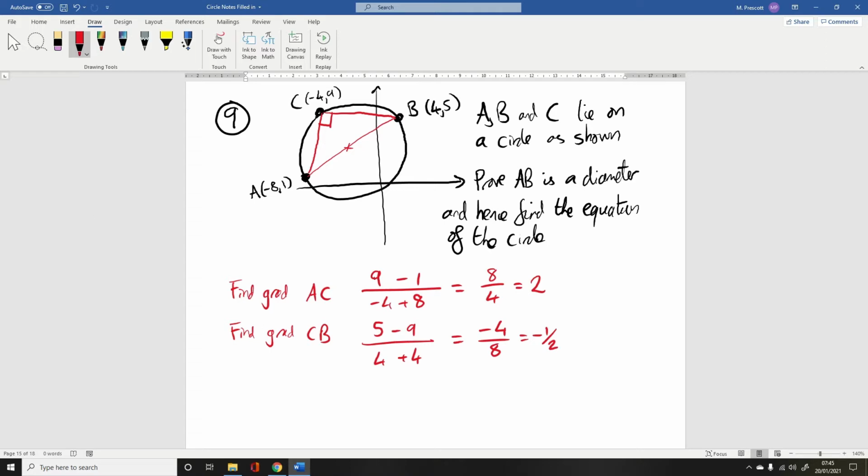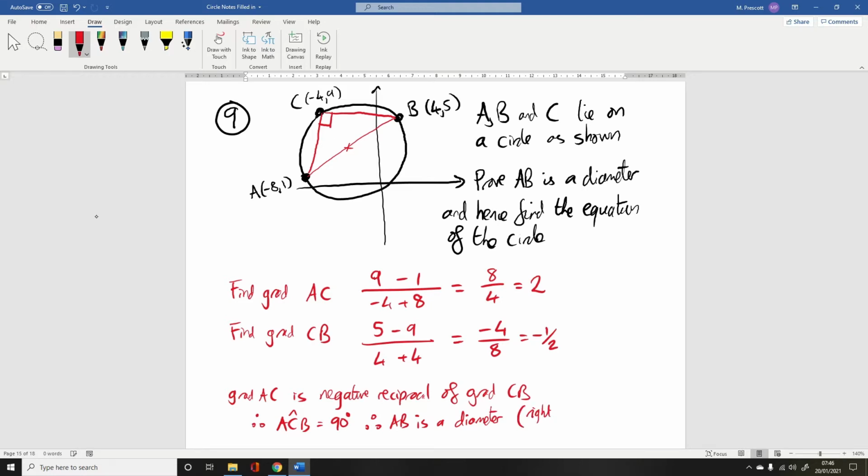We now need to state that we've got what we need. So we could say that the gradient of AC is the negative reciprocal of the gradient of CB. So that's pointing out what we've shown. And that would mean, therefore, that ACB is equal to 90 degrees, and therefore AB is a diameter. And you could say why, because we have right angles in a semicircle. That last bit is always a bit fiddly to sort of put together, but that's what we're trying to say.